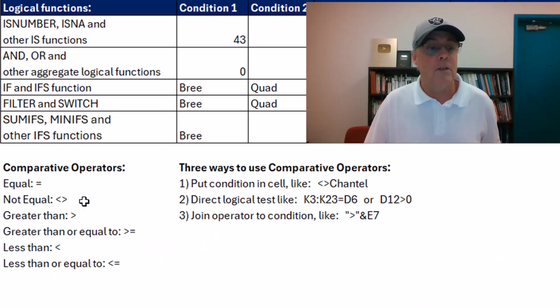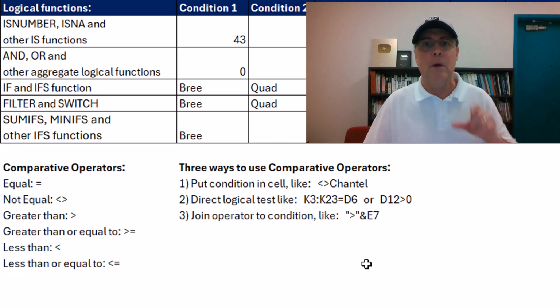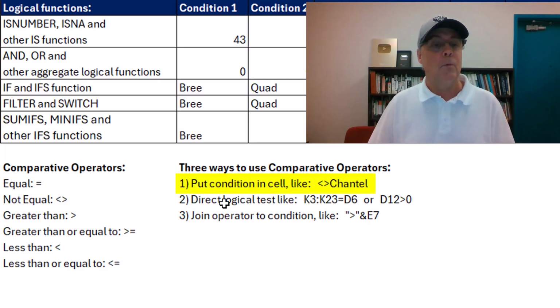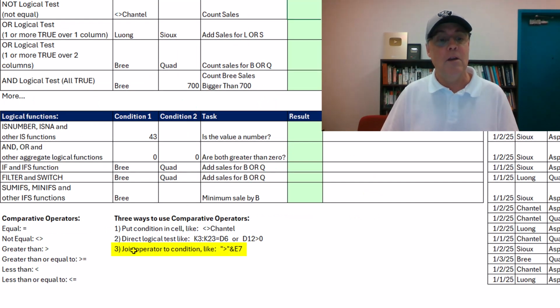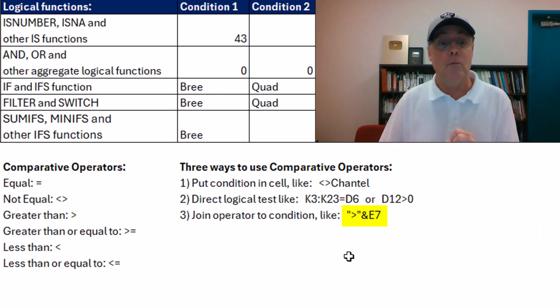Now, here are the different comparative operators. And here are the 3 different ways that we can put comparative operators into logical formulas in Excel. When we're using COUNTIFS and SUMIFS, we can put the condition in the cell just like that, like we have right there. Number 3, if we need to use, for example, the condition Chantel other places, and we can't put the comparative operator in the cell, then we join it.